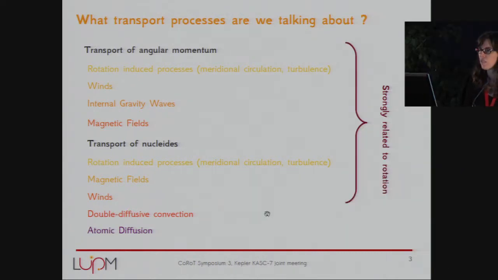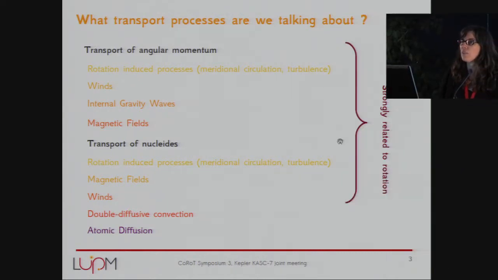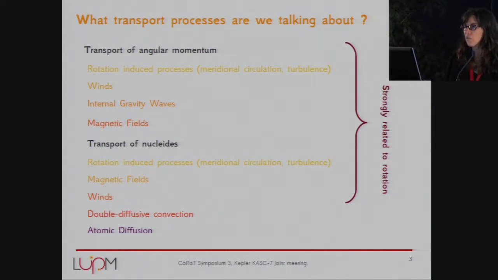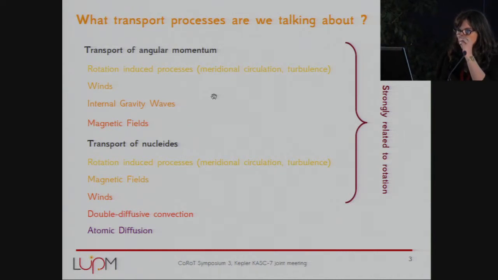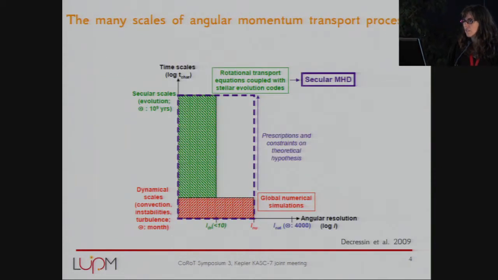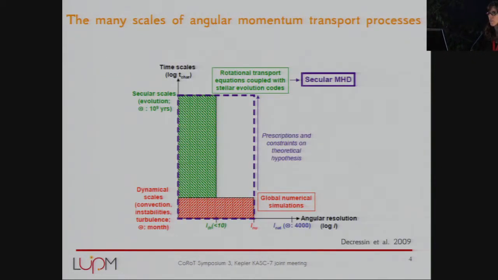So as you see, these processes, most of them are strongly related to rotation. It's not the case of all of them, but for transport of angular momentum, they are mainly, for sure, related to the fact that the star rotates, and in particular, they are particularly sensitive to the fact that the star rotates differentially. The radiative regions rotate differentially. So let's start with the transport of angular momentum.